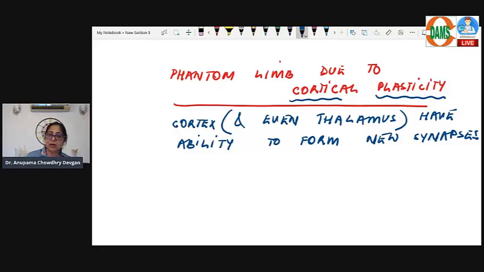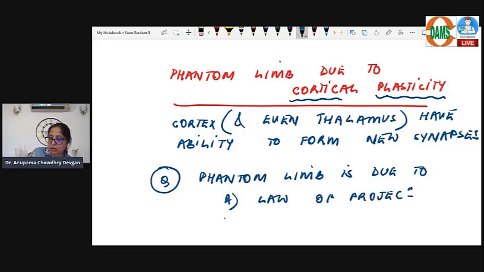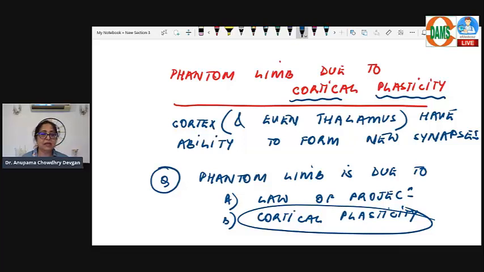So if you're asked a question, what is phantom limb due to? A, is it because of the law of projection? Or B, is it because of cortical plasticity? Your better answer becomes cortical plasticity. This is what the latest theory tells you, that it is because of new synapses which are formed at the level of the cortex.